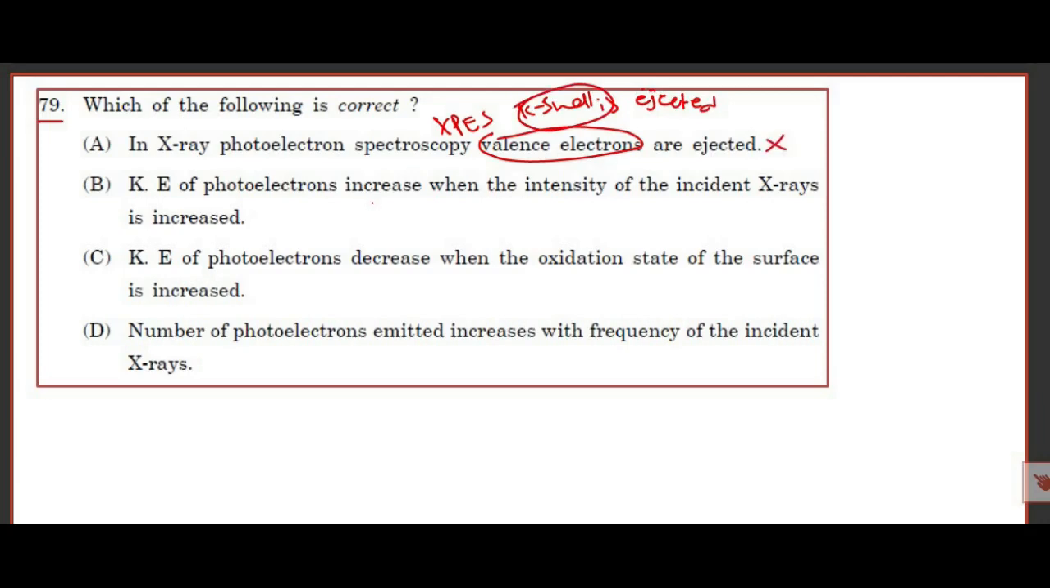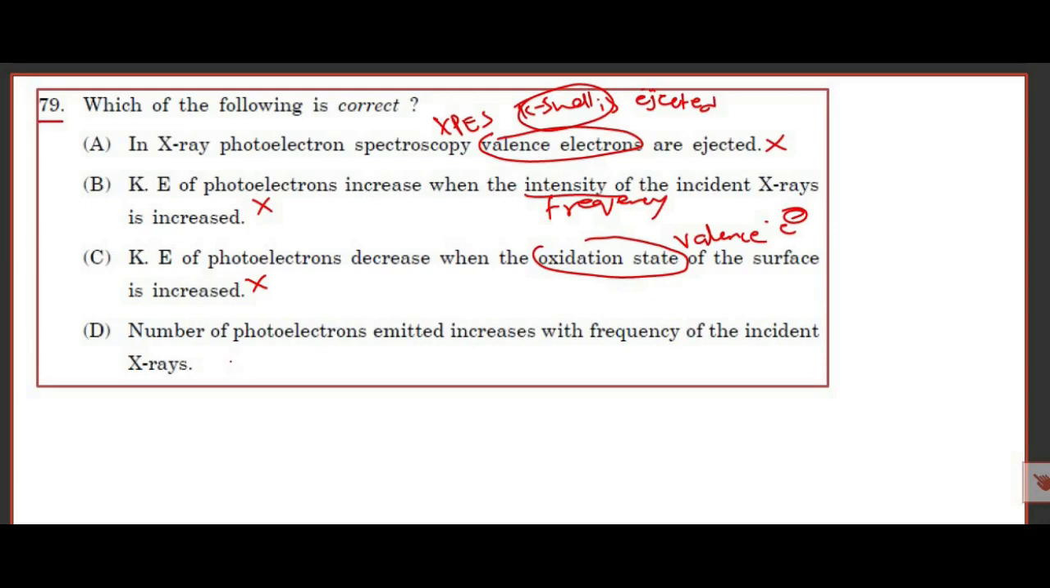Kinetic energy of the photoelectron increases with the intensity. No, it increases with the frequency. Hence option B is wrong. Here, kinetic energy of photoelectrons decreases with the oxidation state. Oxidation state also does not mean the valence electron. That is a removal of electron from the valence shell. And here it is also in the valence shell, so it is also wrong.